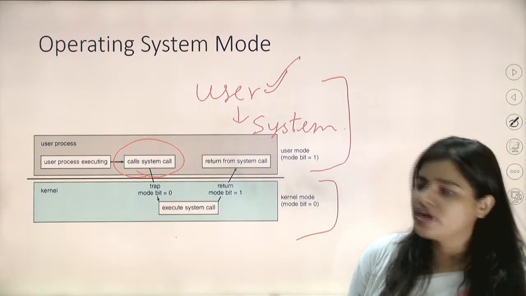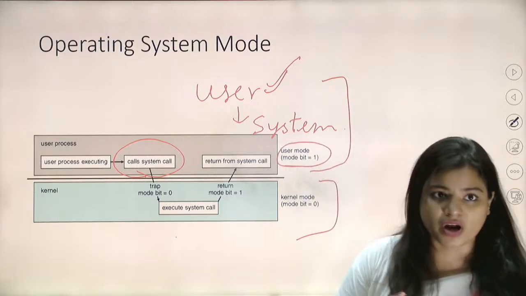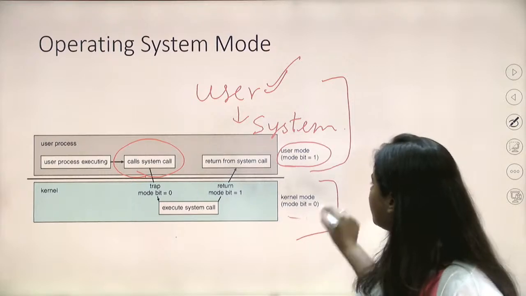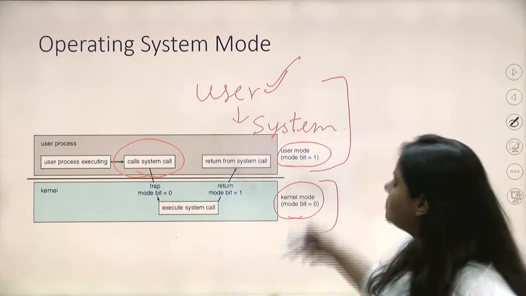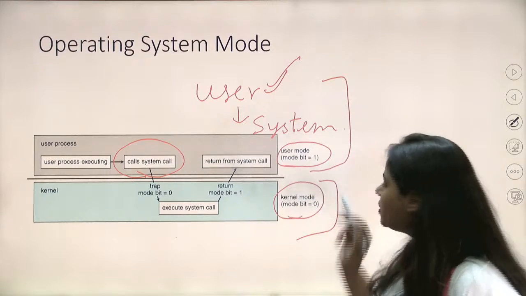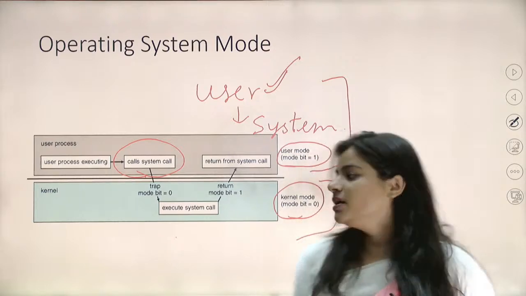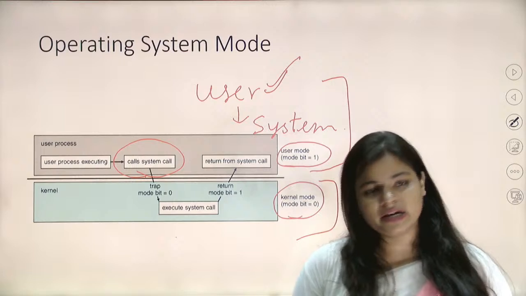Whenever the request is under user mode, the mode bit is always 1. Whenever the problem or request is under kernel mode, the mode bit is 0. So this is the mechanism which happens under the user mode and kernel mode. So the main role played here is the system call. What is system call? We will learn about system call in our next slide.